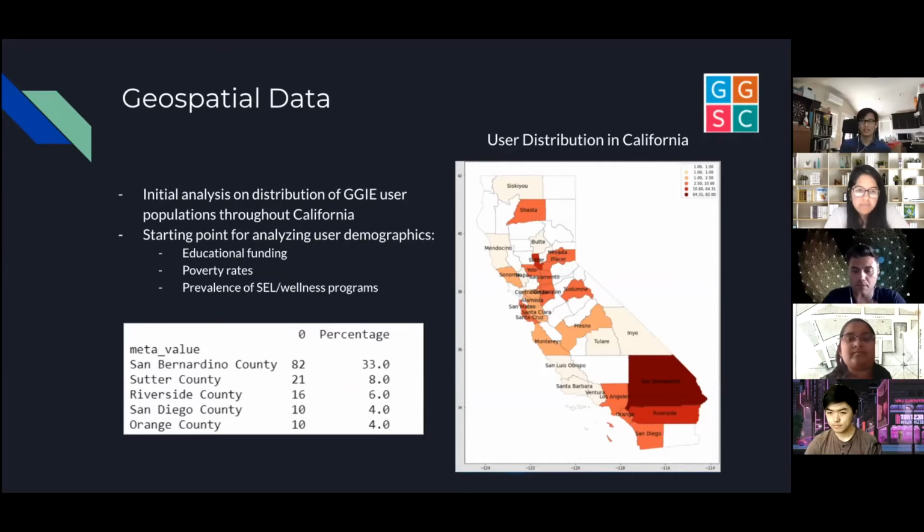So this would include things like educational funding or maybe some trends with poverty rates, as well as the prevalence of SEL or wellness programs that may change based on the access to this website.